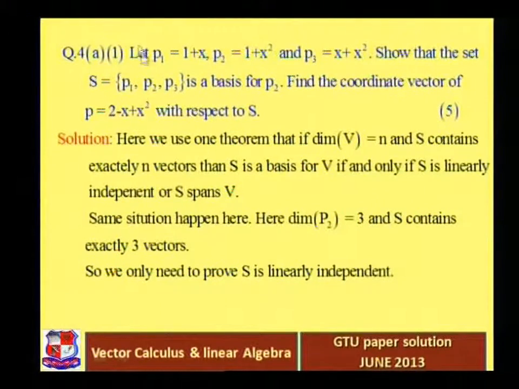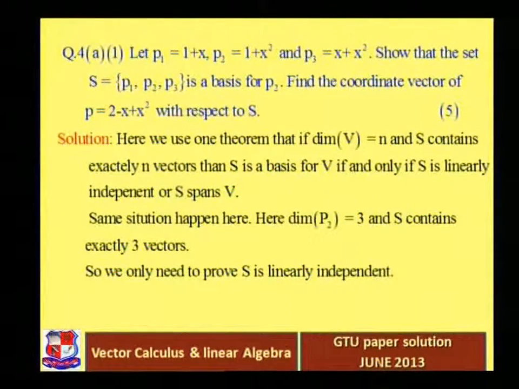Let P1 is equal to 1 plus x, P2 is equal to 1 plus x square, and P3 is equal to x plus x square. Show that the set S is equal to {P1, P2, P3} is a basis for P2, and find the coordinate vector of P is equal to 2 minus x plus x square with respect to S.